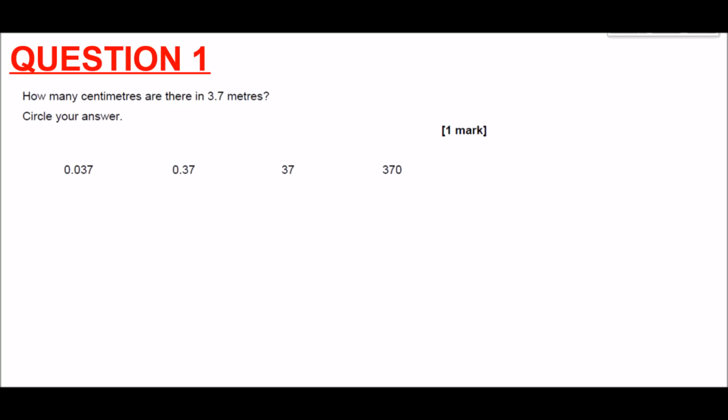So question 1 is, how many centimetres are there in 3.7 metres? For this one, there's no getting away from the fact you'll need to know that 1 metre is 100 centimetres. We just need to know that. What I'd suggest, it's the first question, it's 1 mark. Apart from knowing that, there's not much more to it.